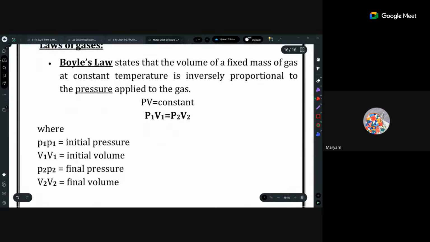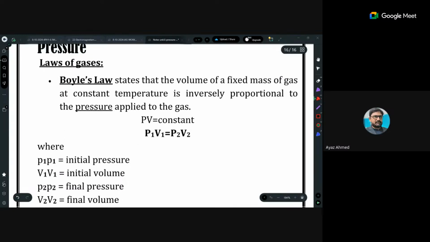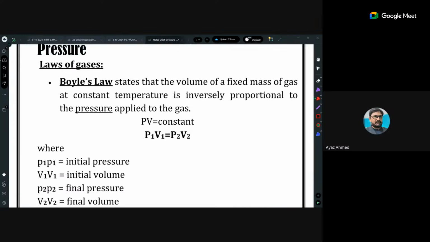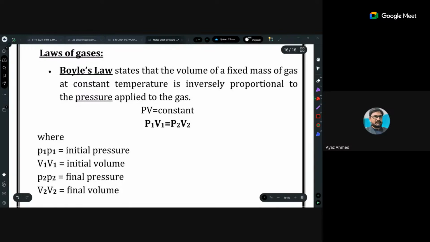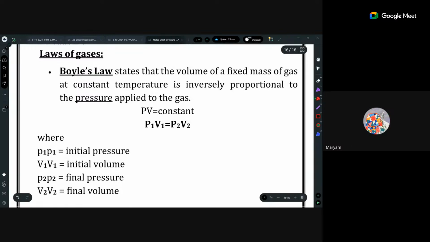Got it, sir. Then we have the gas laws, or pressure in the gases. There are laws of gases. Sir, I'm sorry to interrupt, but how is the pressure exerted at sea level again?